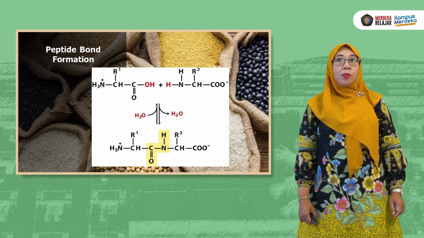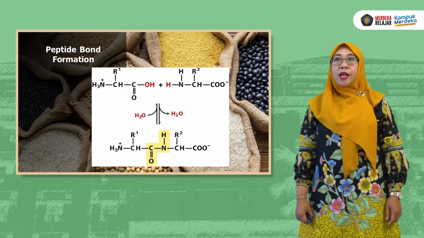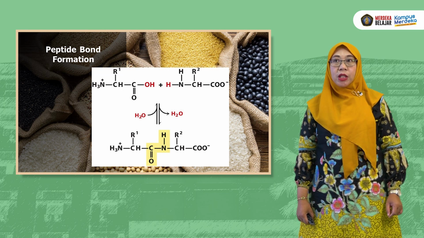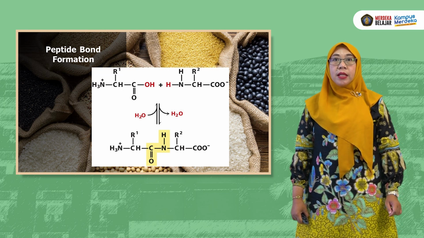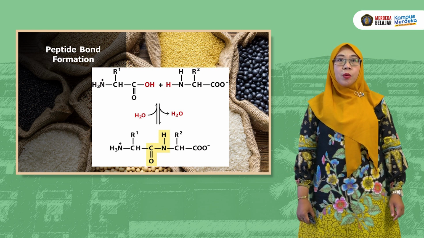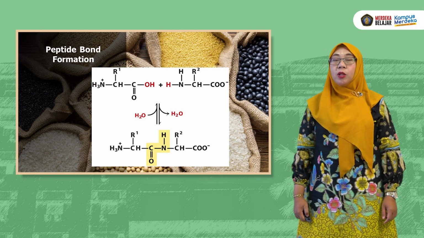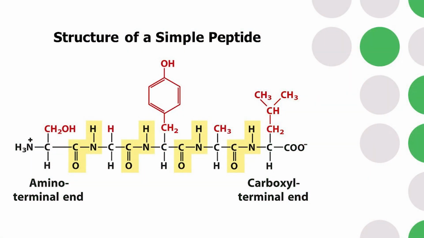This is a peptide bond formation between two amino acids. Since the reaction is a condensation reaction, one molecule of water is removed. The peptide bond is formed between the CO carbonyl of one amino acid and the NH group of another amino acid. This is an example of the structure of a simple peptide consisting of 5 amino acids with 4 peptide bonds.